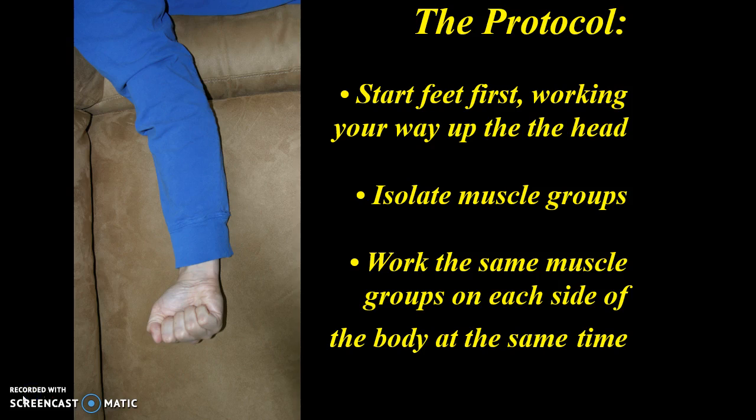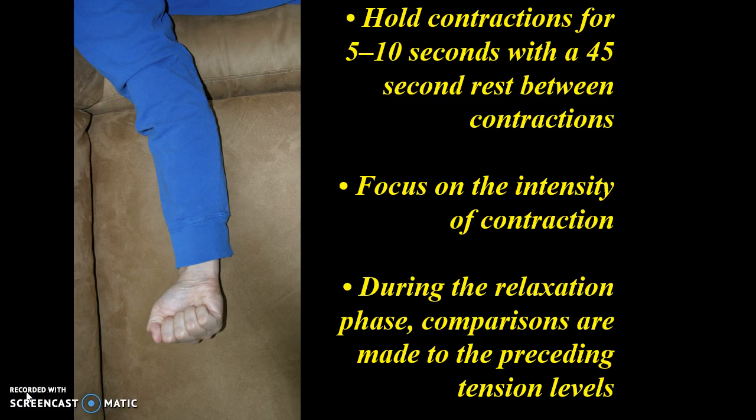Okay, so how do we do this? So we start with the feet first and we work our way up to the head. We're going to isolate our muscle group, so let's just say our legs. We work the same muscle group on each side of the body at the same time. We're going to hold the contraction in our legs for about 5 to 10 seconds with a little time in between. We really want to focus on the intensity of the contraction. It can be really, really intense, somewhere in the middle, or a slight contraction.